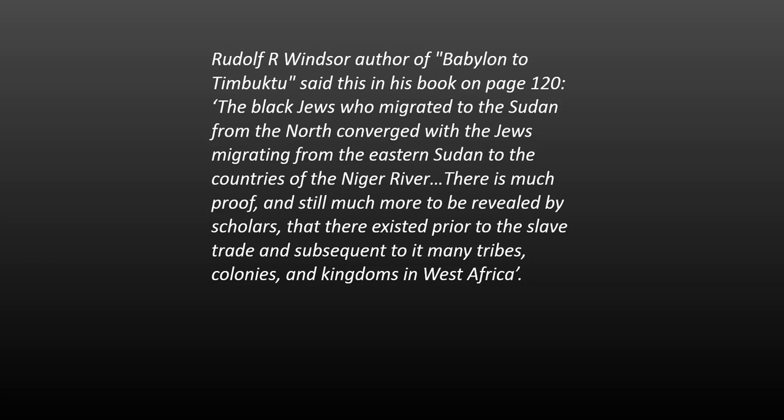Rudolf Windsor, author of Babylon to Timbuktu, said this in his book on page 120: The black Jews who migrated to the Sudan from the north converged with the Jews migrating from the eastern Sudan to the countries of the Niger River. There is much proof and still much more to be revealed by scholars that there existed, prior to the slave trade and subsequent to it, many tribes, colonies, and kingdoms in West Africa.